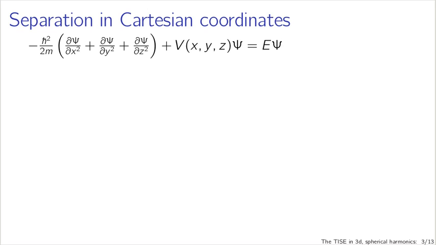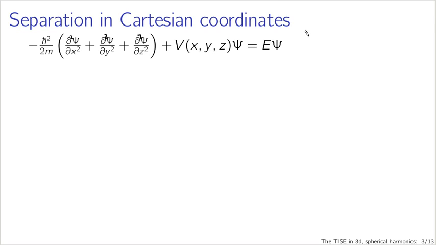This is your sum of, and these should be second derivatives, this is your sum of second derivatives of your wave function with respect to x, y, and z. Your potential now must be expressed in Cartesian coordinates as well, x, y, and z. And, as before, that's the structure of our equation. What we want to do, if we're trying to solve this equation, since partial differential equations are difficult to work with, is to convert it into a system of ordinary differential equations.